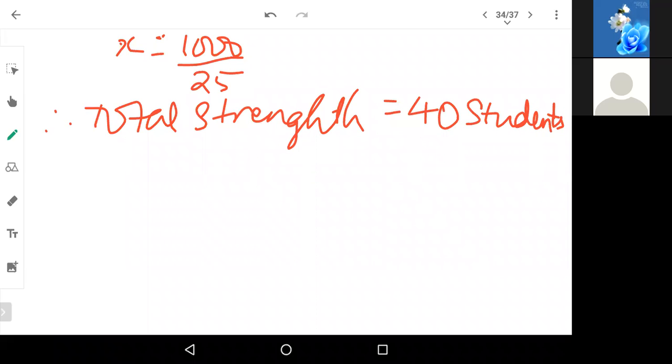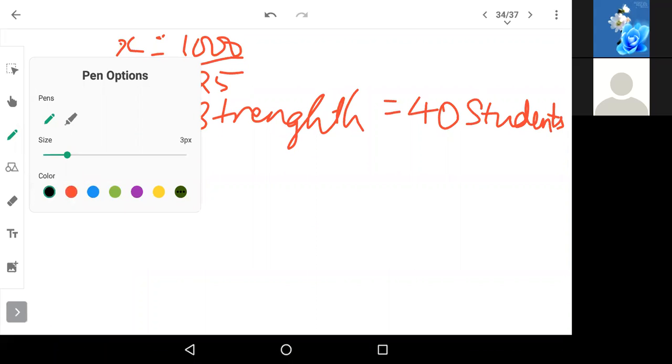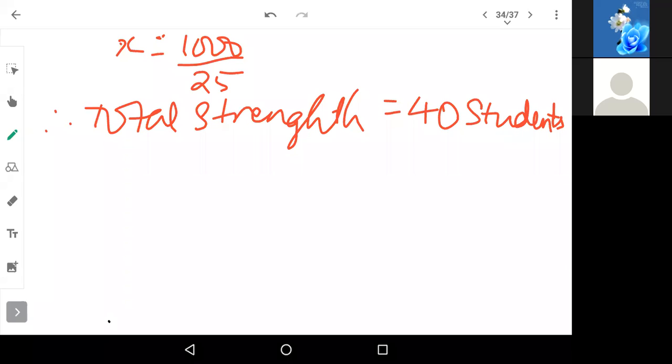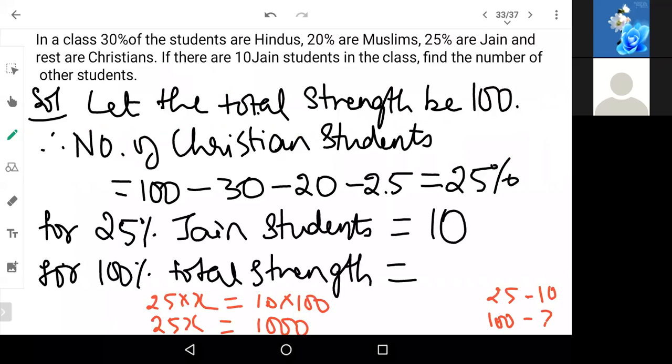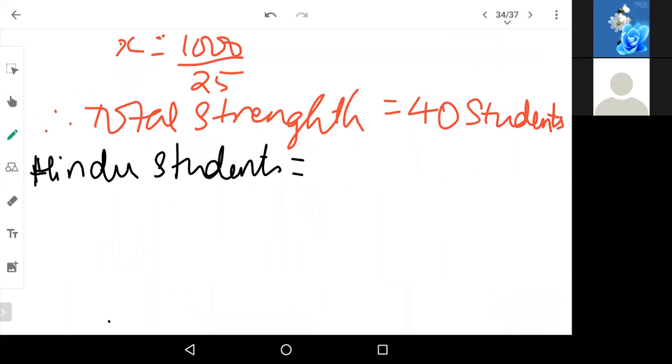Now, out of 40 students, 10 were Jain students. Now let us find out, using the percentages, how many other students are there in the class. Next, Hindu students. What is the percentage of Hindu students? 30%. So out of 40, 30% were Hindu students. How many students will we get? 40 into 30%?